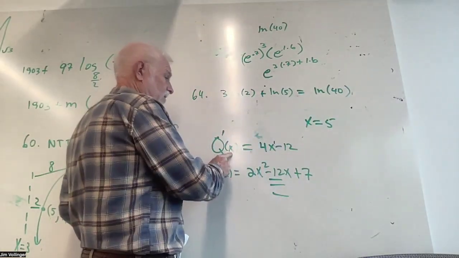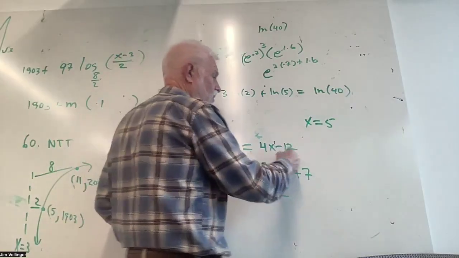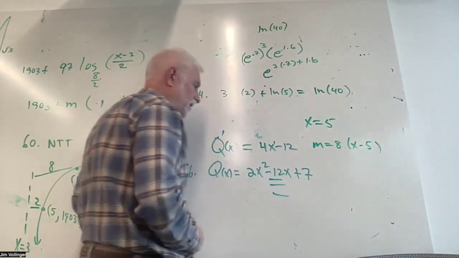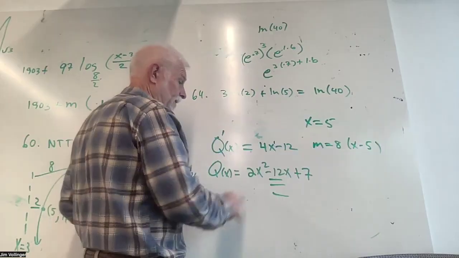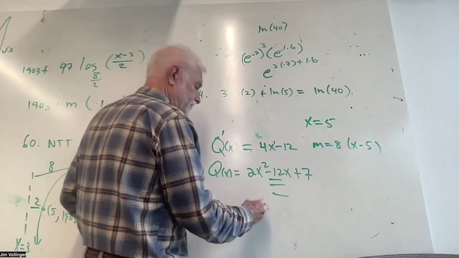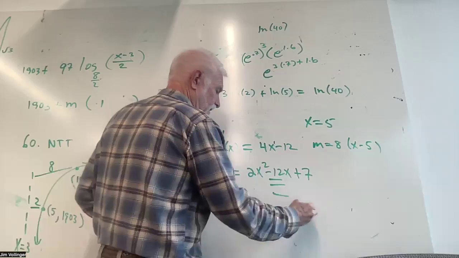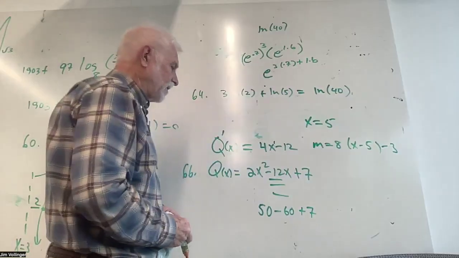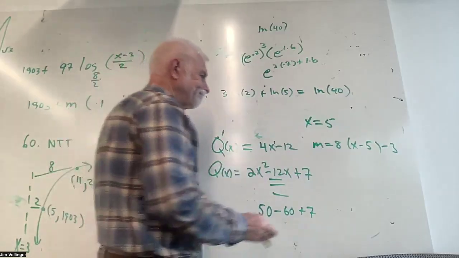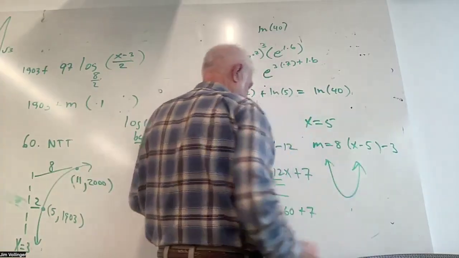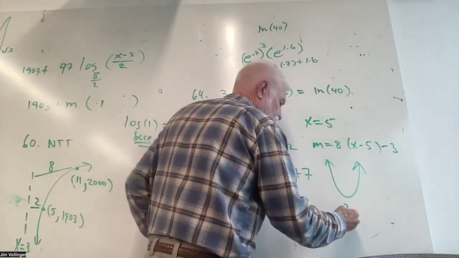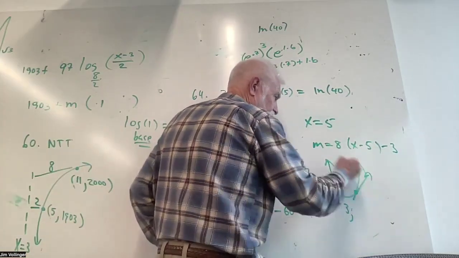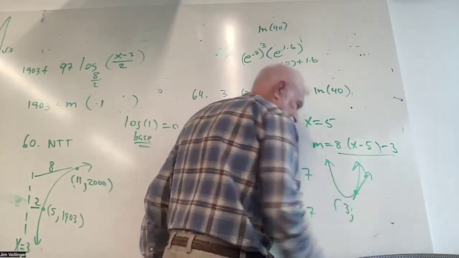All right, so the slope at 5 is 8, 20 minus 12. So I have a slope of 8, and I know 5 is the x value. That gets me what? Let's plug it in and find out. 25, 50, minus 60, plus 7, minus 10 plus 7 gets me minus 3. That's the equation of the tangent line to this curve. And this is 12 divided by 4 starts at 3. So your tangent line is right about there. And that line is the equation of that tangent.